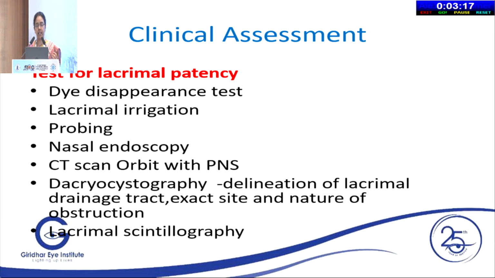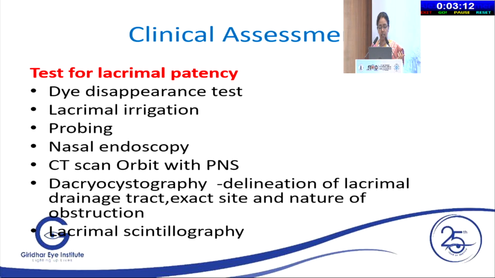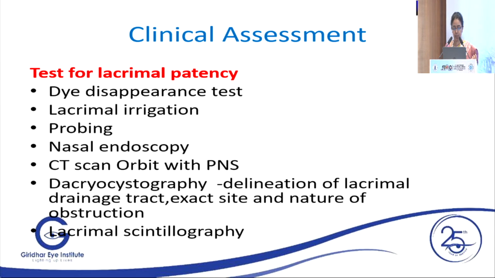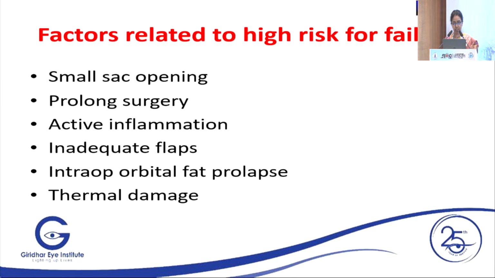Very, very important is nasal endoscopy: why has it failed, are there any nasal causes, any granulation tissue obstructing the ostium. Then in some cases you might require imaging, a CT scan of the orbit with PNS, especially if you are suspecting tumors or inflammatory causes, or to assess the relationship and the size of the ostium. Then dacryocystography and lacrimal scintigraphy can be done, but there are financial implications. DCG will delineate the lacrimal drainage tract, and you know the exact site and nature of the obstruction.